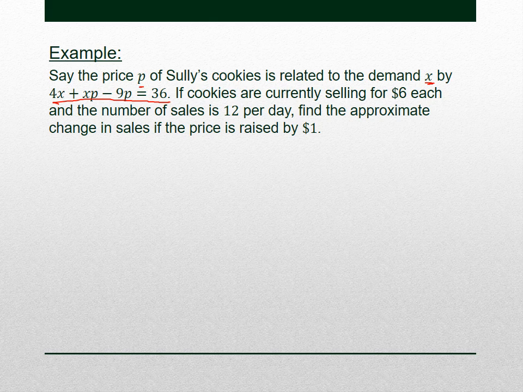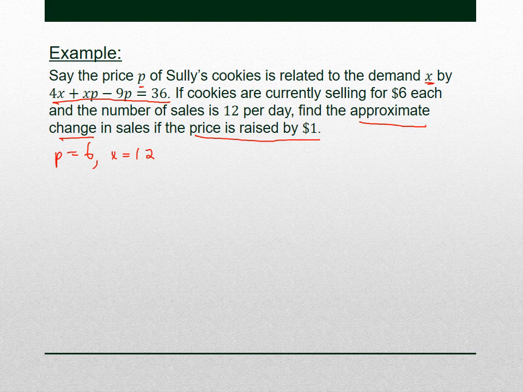It says if the cookies are currently selling for $6 each, so right now P is 6. And the number of sales is 12 per day, so right now that's the demand, X equals 12 per day. So let's find the approximate change in sales if the price is raised by $1. Approximating change if the price is raised by $1 should remind you of marginal change. And for that, we want to take the derivative and plug in these values.